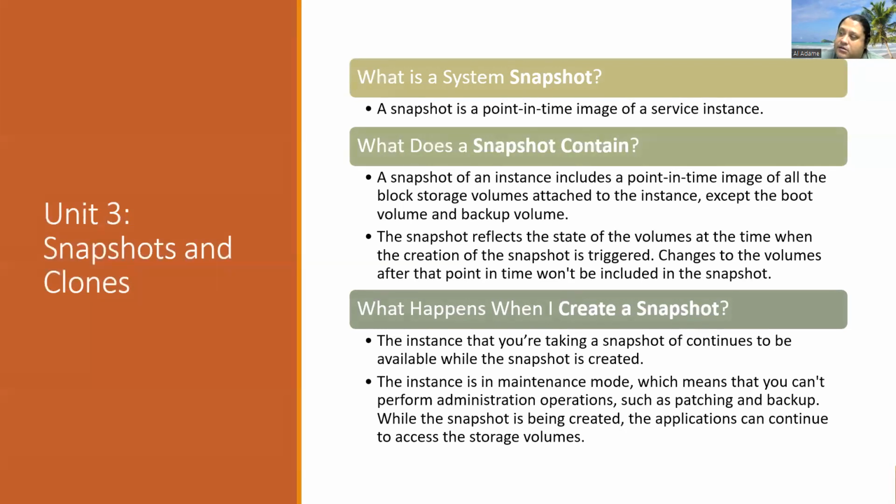A snapshot of an instance includes a point-in-time image of all the block storage volumes attached to the instance except the boot volume and backup volume. Okay, pretty straightforward there. The snapshot reflects the state of the volumes at the time when the creation of the snapshot is triggered. Changes to the volumes after that point in time won't be included in the snapshot.